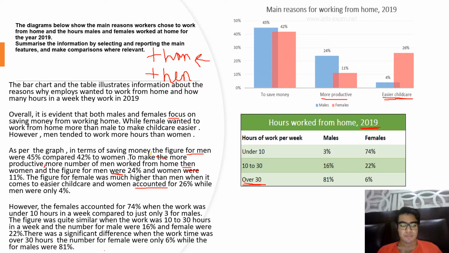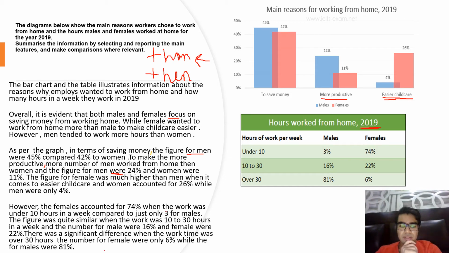Then we have the fourth paragraph, which says, however, the females accounted for 74% when the work was under 10 hours in a week, compared to just only three for males. Don't say three for males, say 3%. Put the percentage. Be consistent. If you're using 74%, then say 3% for males. You could also say contributed, or you could say accounted. It's the same thing. Females accounted for 74% when the work was under 10 hours in a week, compared to just only 3% for males.